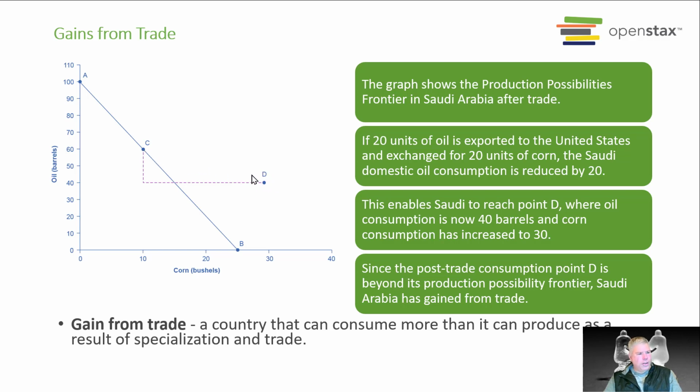Again, this allows the Saudi economy to be stronger than it would have been otherwise, because they're able to export the good in which they have a comparative advantage, oil in this case, to import corn and push their consumption of corn above even what it would be had they stopped producing oil completely. So Saudi Arabia has obviously gained from trade in this example, because they're consuming beyond the production possibility frontier. 40 barrels of oil and 30 bushels of corn is beyond their own production possibility frontier. That shows a gain from trade.